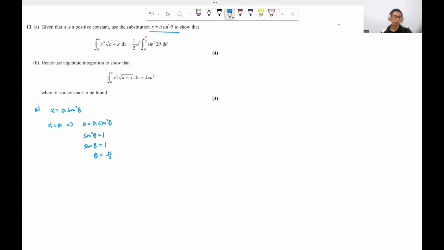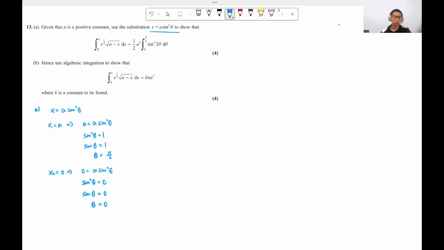And then x₂ is equal to 0, which means 0 is equal to a sin²θ. So then sin²θ is equal to 0. Divided by a, 0 divided by a is still 0. So therefore sin θ is also 0, then θ is 0. So that would be the upper and lower limits.